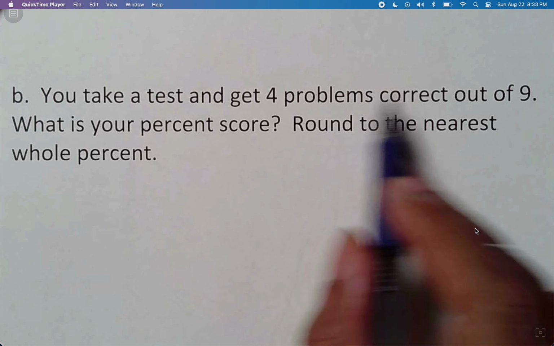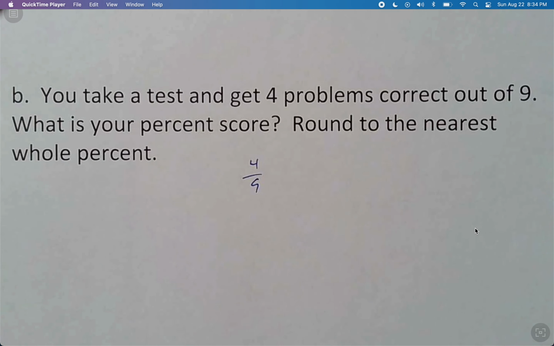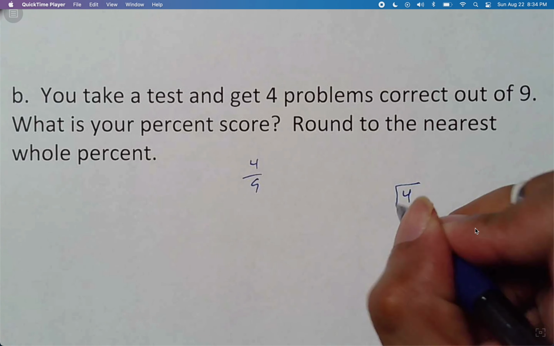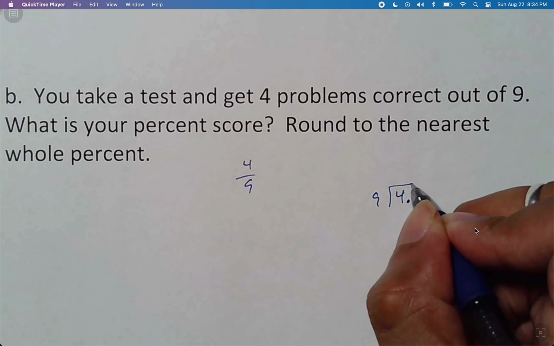You take a test to get 4 correct out of 9. That would be 4 out of 9 or 4/9. Inside out means 4 goes in, 9 goes out. I can't put 9 into 4, so I add a decimal and a 0.